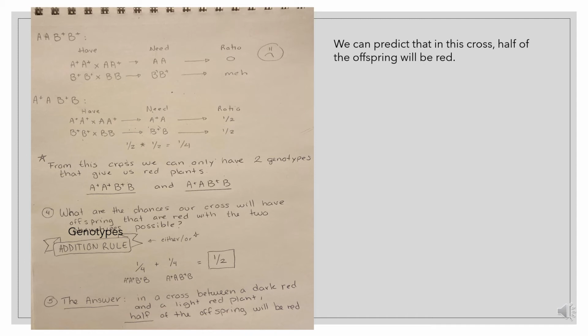A, B+, B. So the original question was, what are the chances that our cross will have offspring that are red with the 2 possible genotypes? I'm sorry, it says phenotypes right there. So we use the addition rule. For the first genotype, that happens 1/4 of the time. For the second genotype, that happens 1/4 of the time. We add it, and it gives us half. The answer in this case is going to be in a cross between a dark red and a light red plant. Half of the offspring will be red.